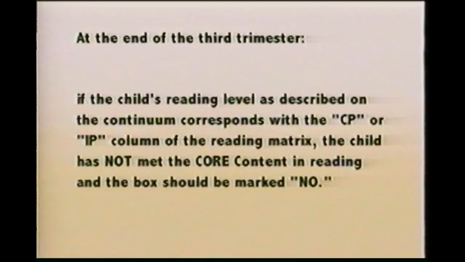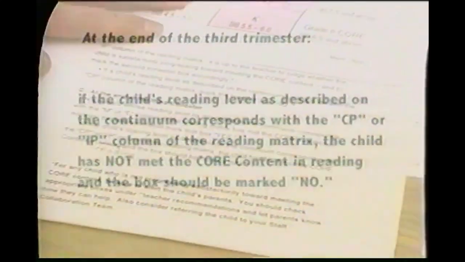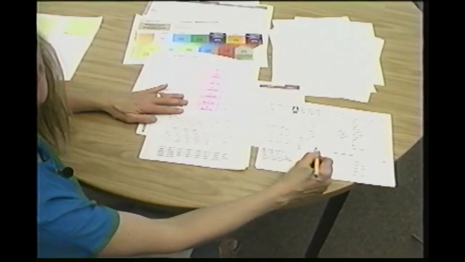However, if the child's reading level as described on the continuum corresponds with the CP or IP column of the reading matrix, the child has not met the core content in reading, and the box should be marked no. So if they're in any of those areas, this box here is going to be no for reading.